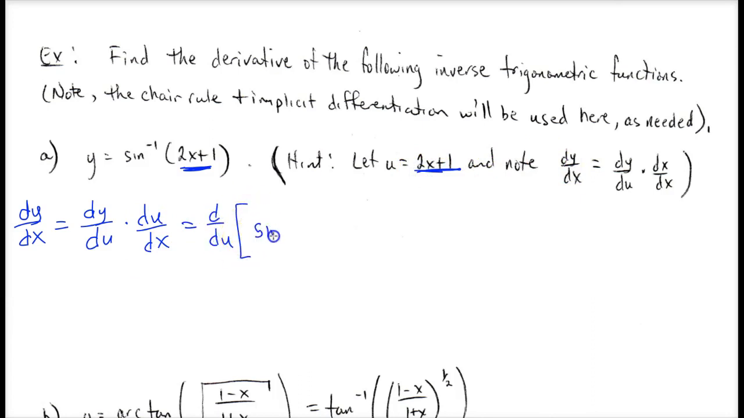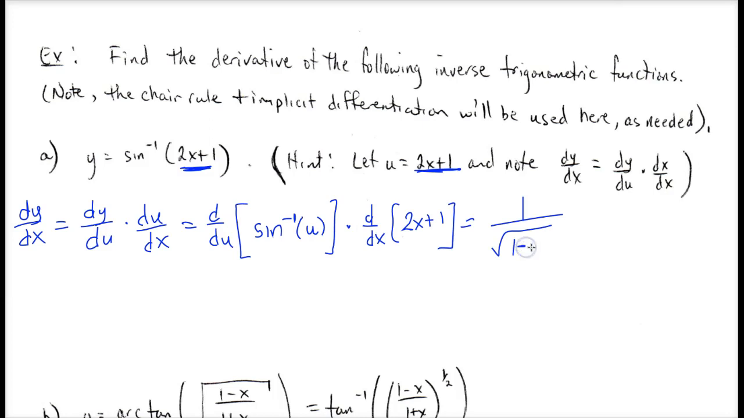So here we know that this will now look like the derivative of sine inverse of u times the derivative of 2x plus 1. For sine inverse, we know that the derivative is just 1 divided by the square root of 1 minus u squared. And the derivative of 2x plus 1 will just be 2, because the derivative of 2x is just 2 and the derivative of 1 is 0.